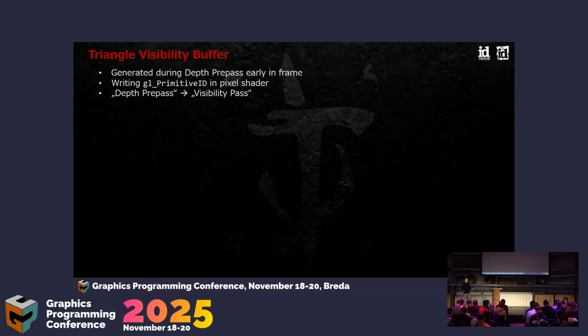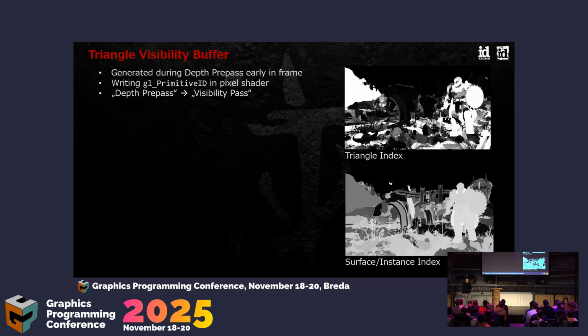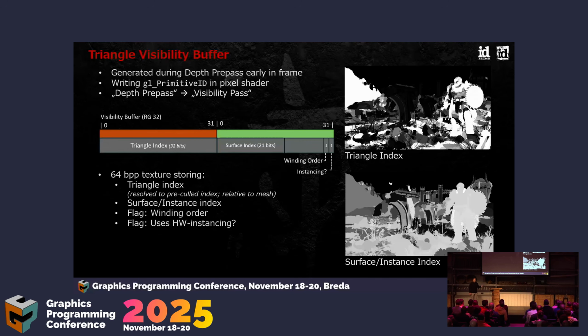So in a way, the def pass will become the visibility pass now, which is a term we now use internally to call this pass. And the most important data we store in there is the mesh relative triangle index, transformed to its index prior to GPU triangle culling, as well as the surface or instance index. So overall, this is the layout we have in there.